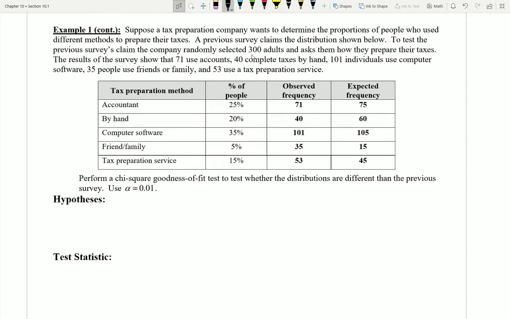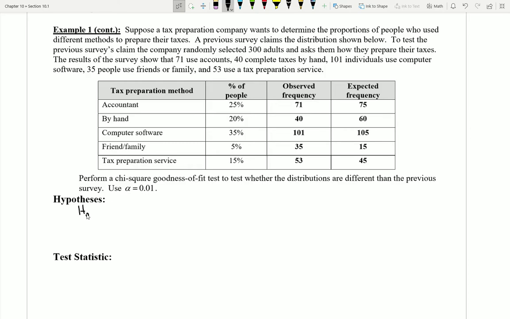The problem says here that we took a sample of 300 adults and asked them how they did their taxes. We wrote that down. We also then had what we expected to be the case if these percentages were still correct. So what we want to do now is perform this chi-squared goodness of fit test to test whether the distributions are different than the previous survey. That is what we observed here evidence that these percentages are maybe okay or that they need to be changed? So we'll start right away here by going to our hypotheses.